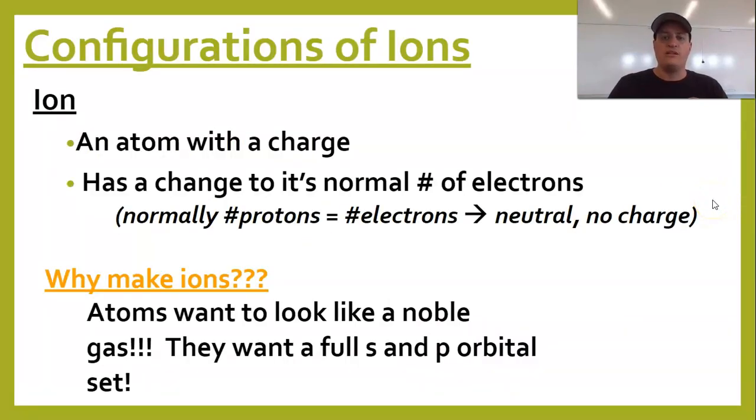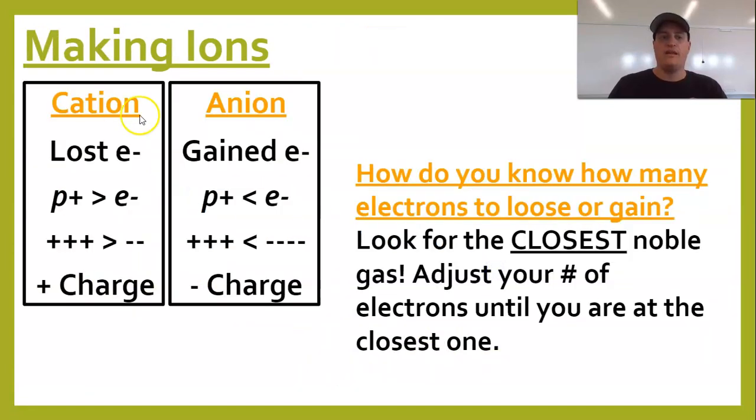Now, we've talked about what electron configurations are. We're going to look at these for ions. Remember, ions are atoms with a charge. It doesn't have its normal number of electrons. If it did, it'd be neutral. Atoms want to look like noble gases, so they want a full s and p orbital set. If you're a cation, you lost electrons, which means you have more protons than electrons, so you're going to have a positive charge. Anions gained electrons, so they have fewer protons than electrons, giving a negative charge.